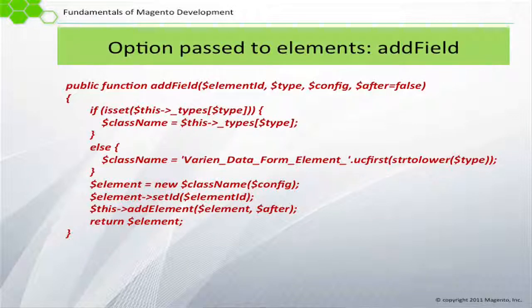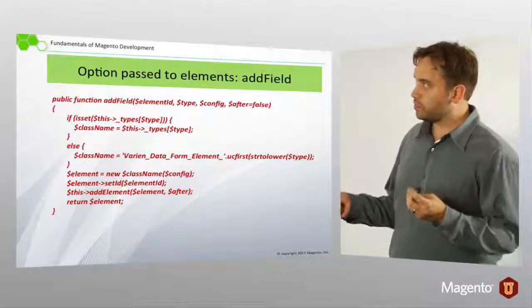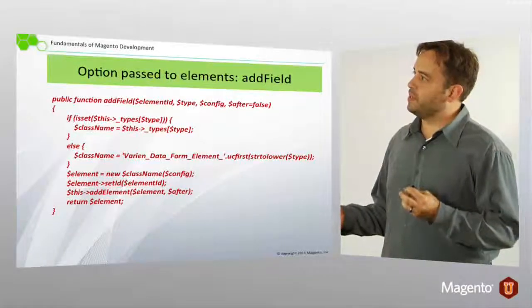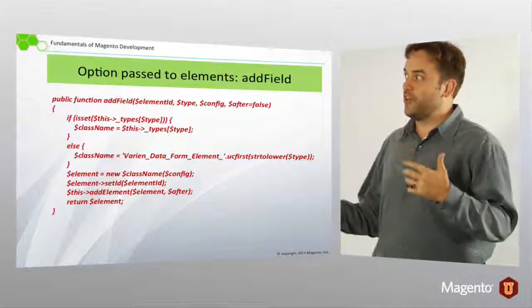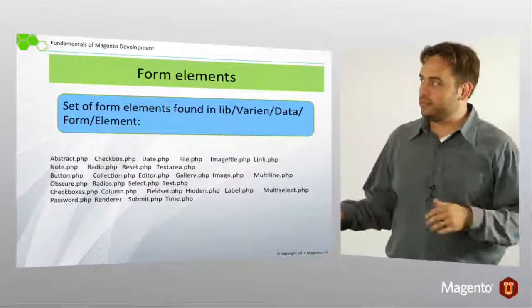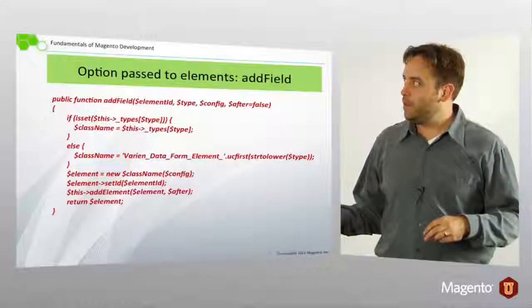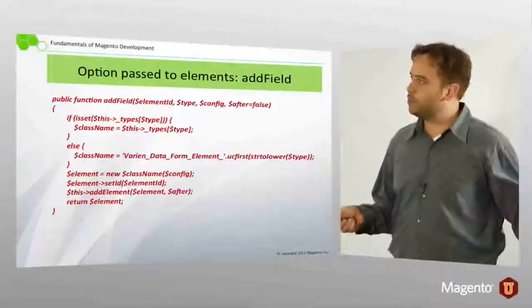Add field. What does that call look like? Well, we would need to pass in some ID to use, and then pass in a type. This will be actually used to instantiate one of these classes. And then we'll look at config and after as we go through the code.